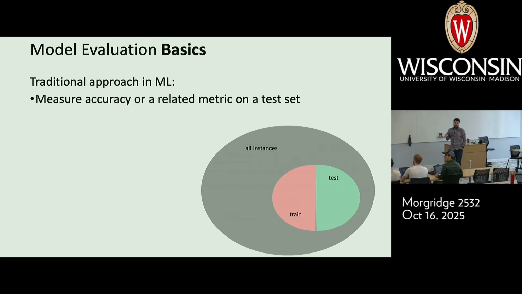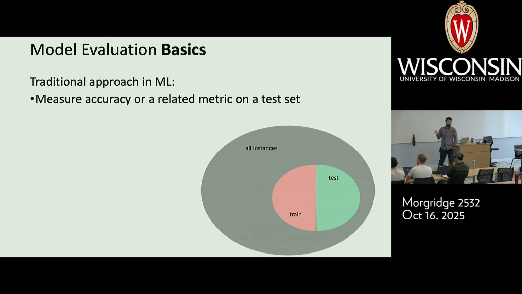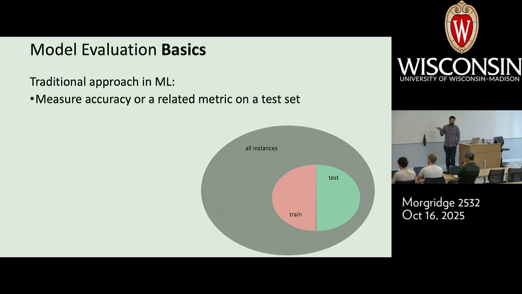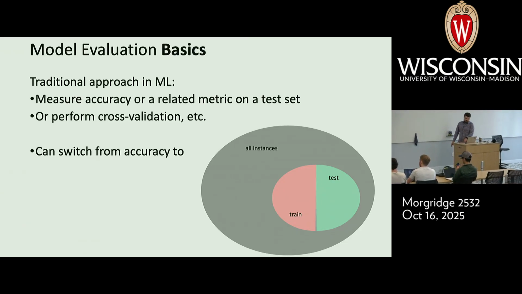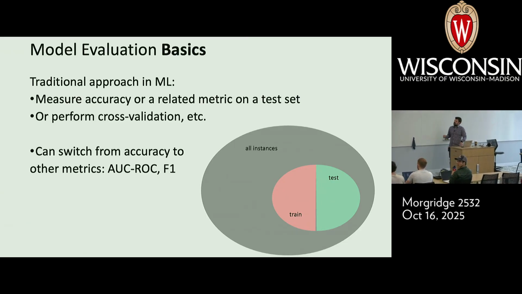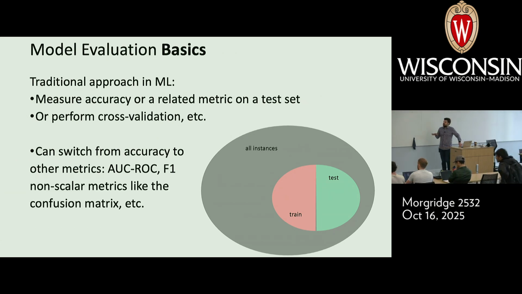And that can be accuracy, it can be F1 score, it can be a whole bunch of different metrics. But the training points and the evaluation points are really the same kind of points. In fact, ideally, they're IID from the same distribution, right? So all of this is relatively simple for traditional ML, right? You can do other things like cross-validation. You can switch to other metrics. All of this stuff is fairly basic. You can even do non-scalar metrics, like you can write a confusion matrix like we saw.